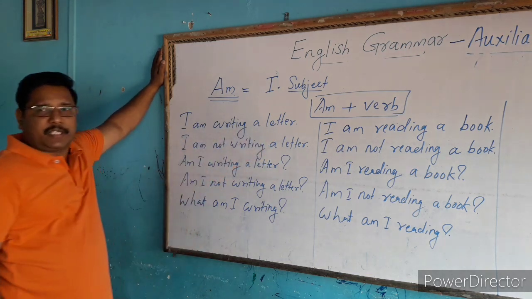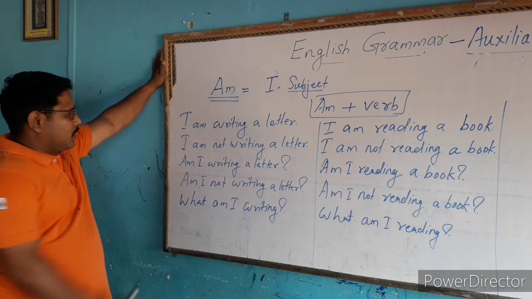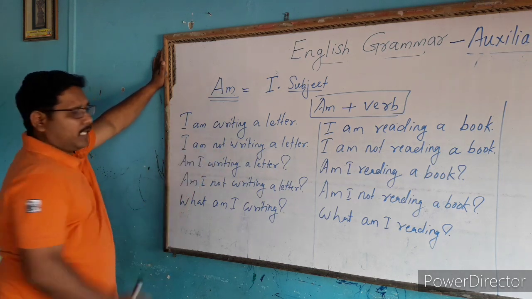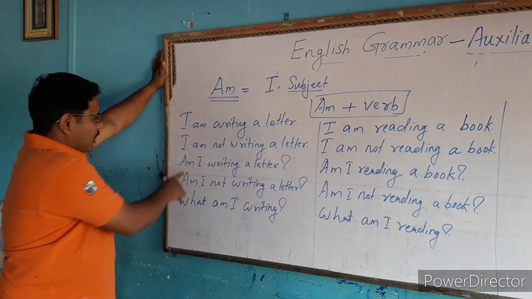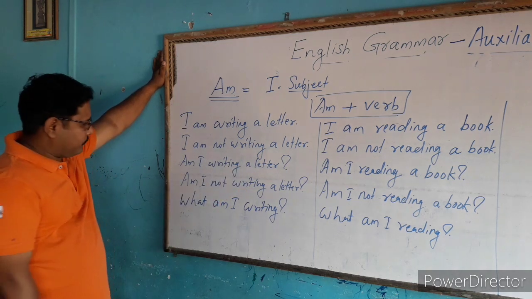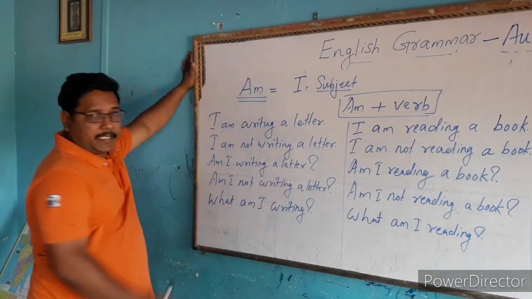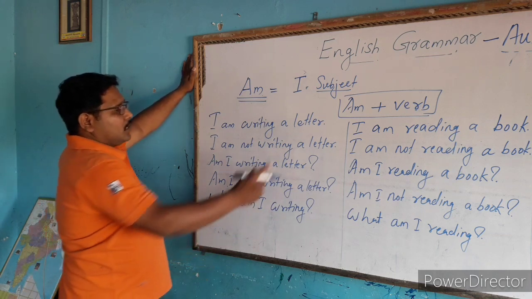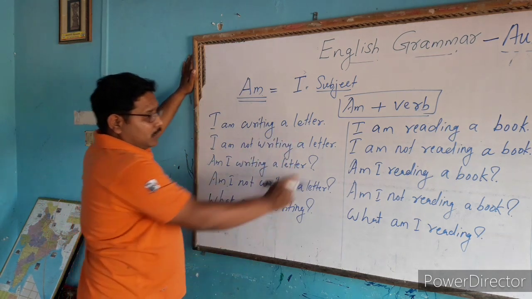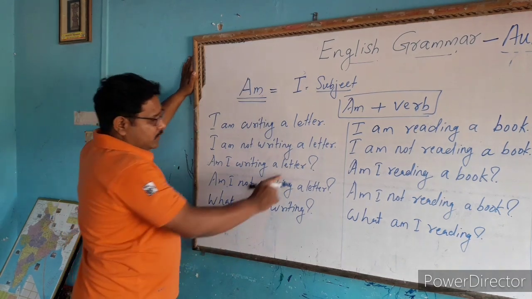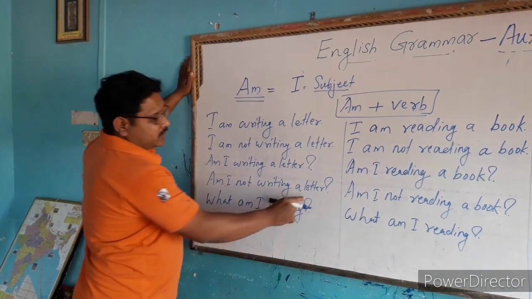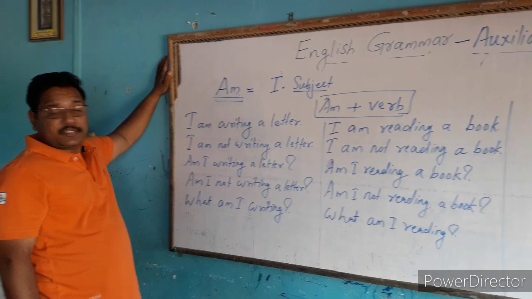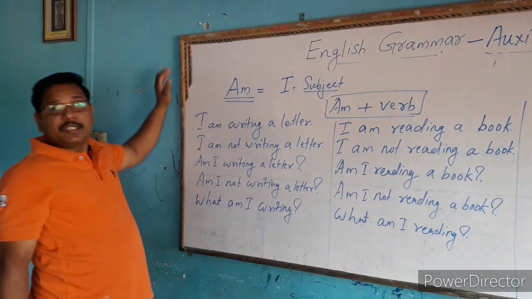See this sentence: I am writing a letter. This is the positive sentence. I am not writing a letter. Am I writing a letter? Am I not writing a letter? What am I writing? This is the positive sentence. This is the negative sentence. This is the question sentence. This is the negative interrogative sentence. This is the WH question sentence.